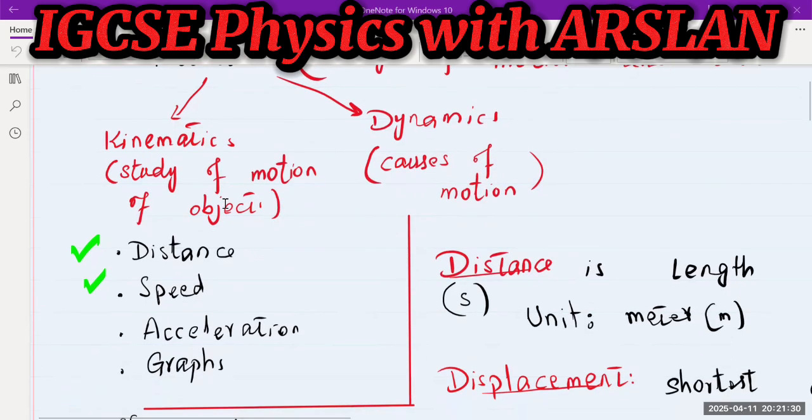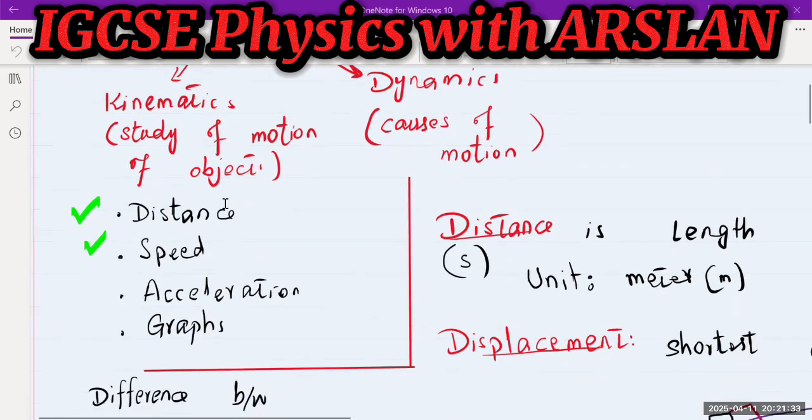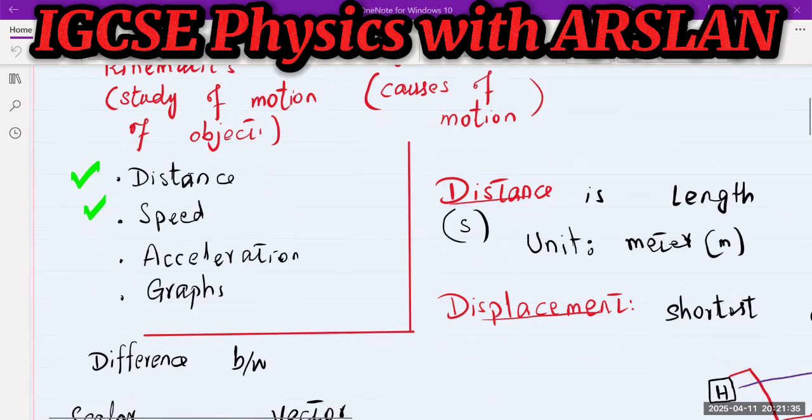So it's a study of motion of objects. In this chapter, we will study distance and displacement, speed and velocity, acceleration, graphs, and the new thing that has been added to this course, that is equations of motion. There are four equations of motion that have been added from AS to IGCSE. So let's start from distance.